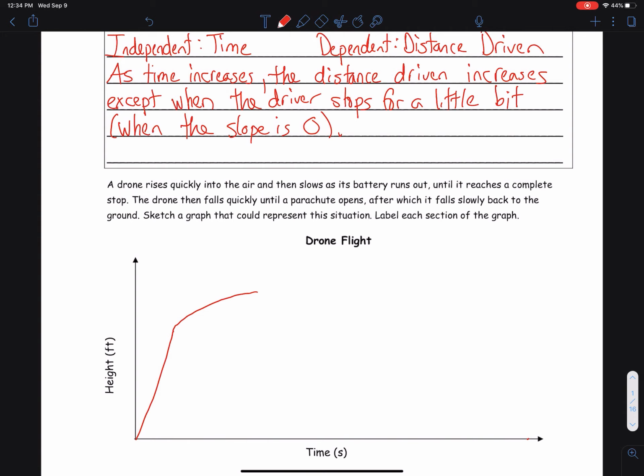And then it falls quickly back down until a parachute opens. And then it falls slowly back to the ground. So it should look something like that. No one's going to exactly look like that, but it should look something like that.